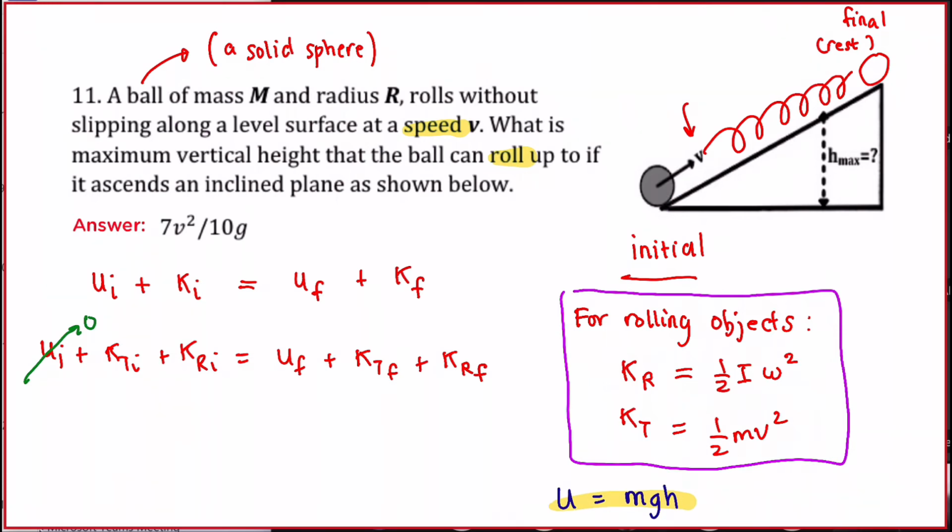So again, initial potential energy is equal to 0. Now, can anybody tell me, will the final potential energy be 0? Yes or no, and why?